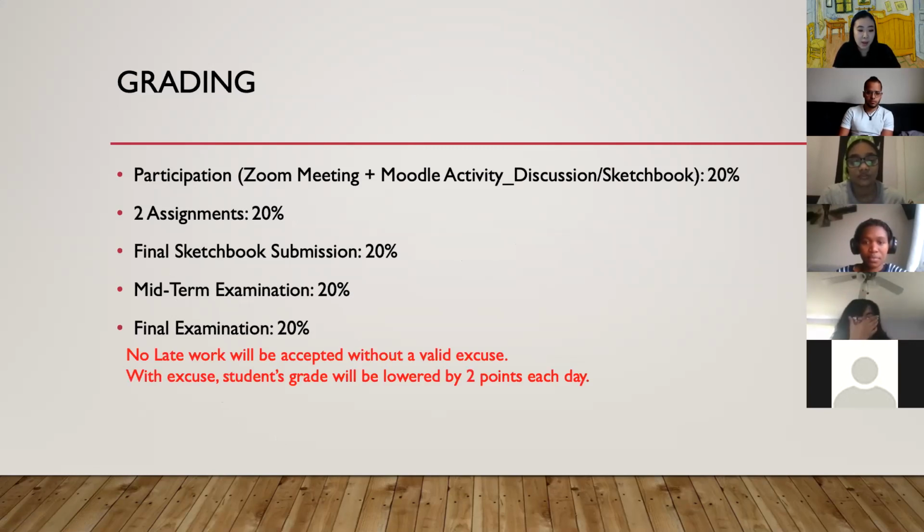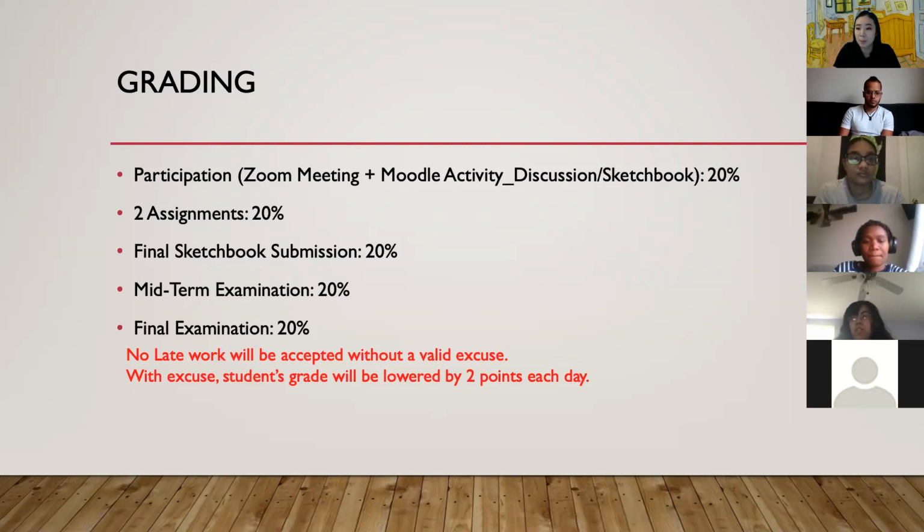So let's see grading first. These are the grade scales. The participation is 20% of your final grade. I will show you how the participation score is calculated on the next page. And the 2 assignments are 20%, and you will see what these are shortly. And the final sketchbook submission will be 20%. And there are 2 exams during the course. The midterm will be 20%, and the final will be 20% of your final score.